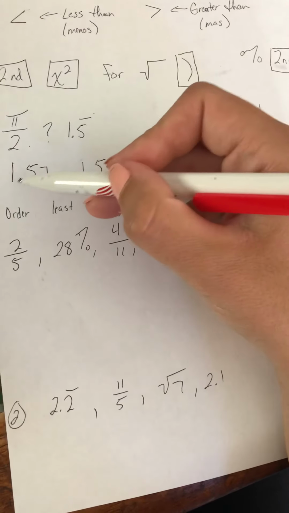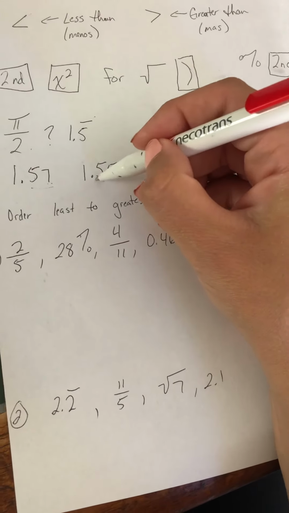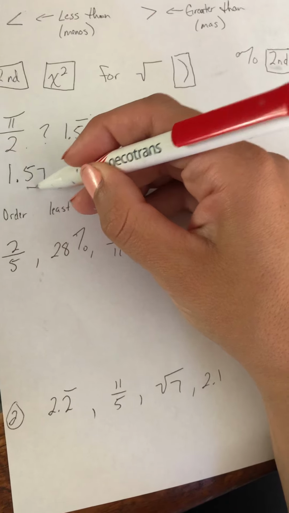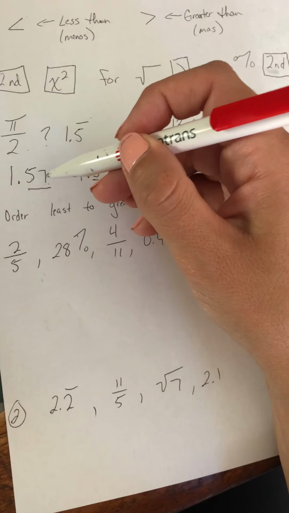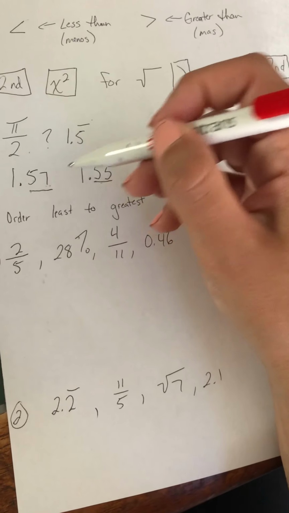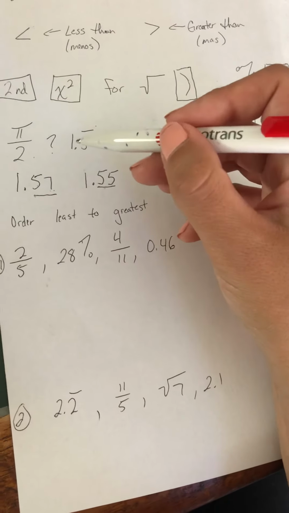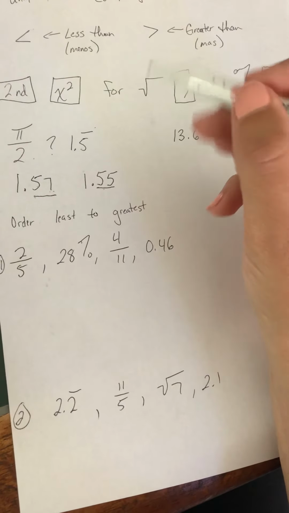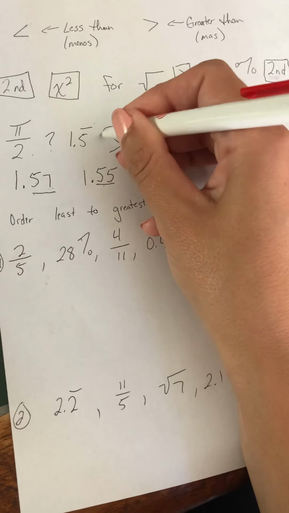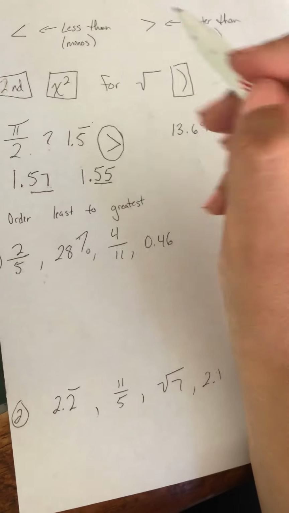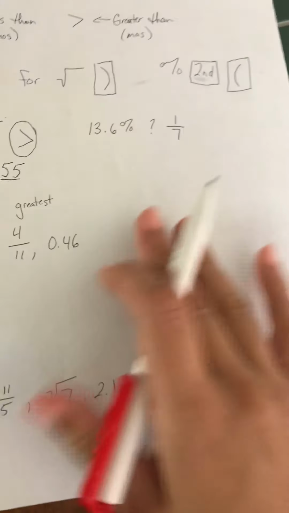Now you're comparing. Since the ones are the same, you're looking at these numbers. So you have 57 and 55. Which one's bigger, 57 or 55? The 57 is. So 1.57 is greater than 1.55. Therefore, pi over 2 is greater than 1.5 repeating. So you can use your greater than symbol here. So your answer is greater than. That'll be multiple choice, A, B, C. You're going to have less than, greater than, or equal to as a choice. The correct answer here is greater than.